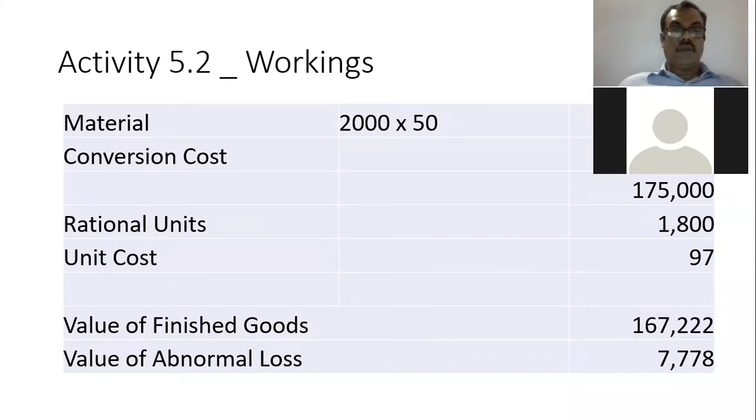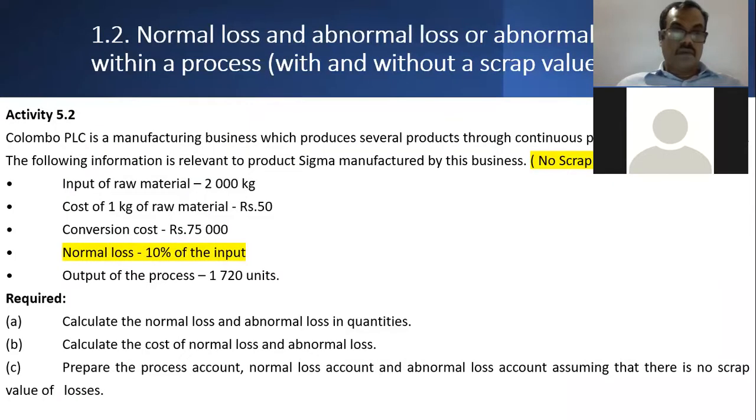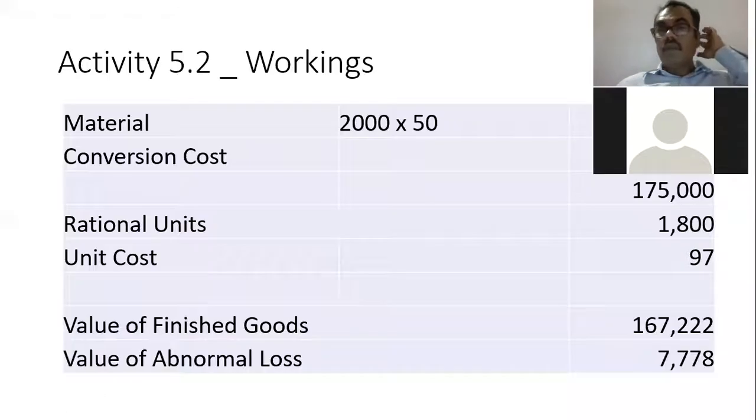So when you allocate the cost, you take the normal and expected units. In other words, expected units under normal circumstances, because there is a normal loss of 10%. So 10% of 2000 is 200. Therefore 1800 is the normal output. So total cost is this much, and divided by 1800 gives you the unit cost. Here we have assumed that there is no scrap value.